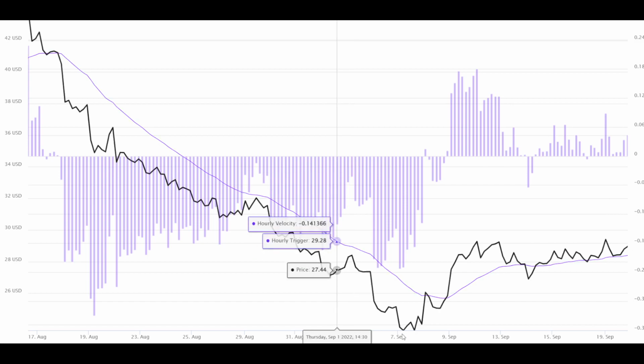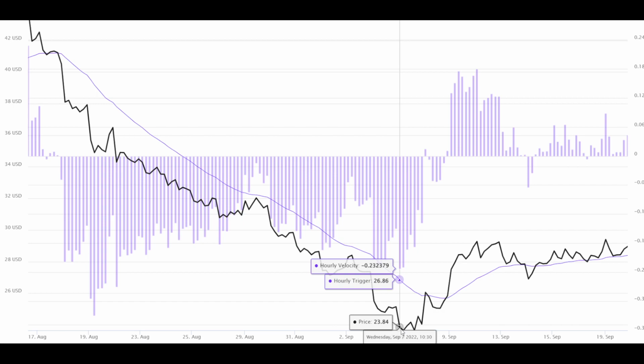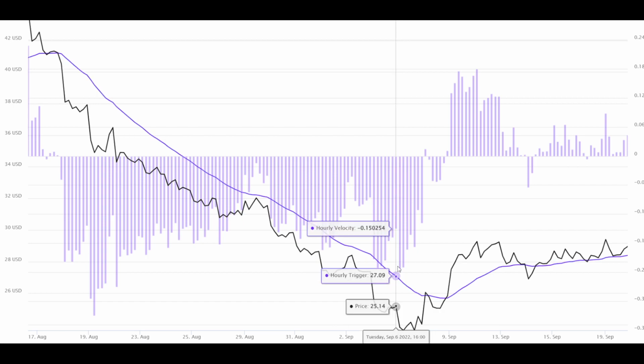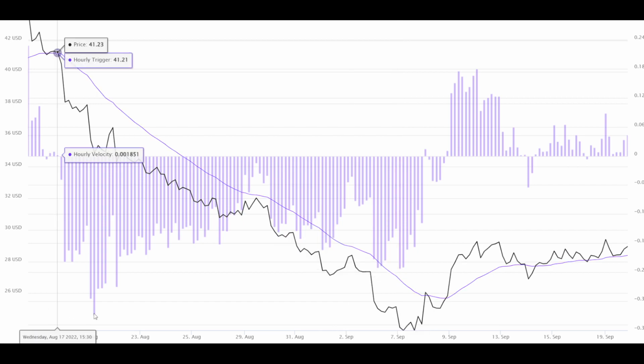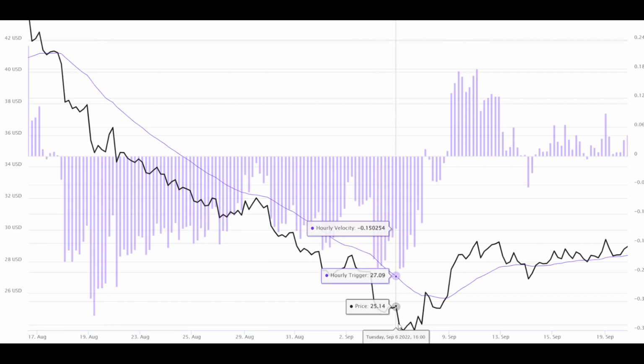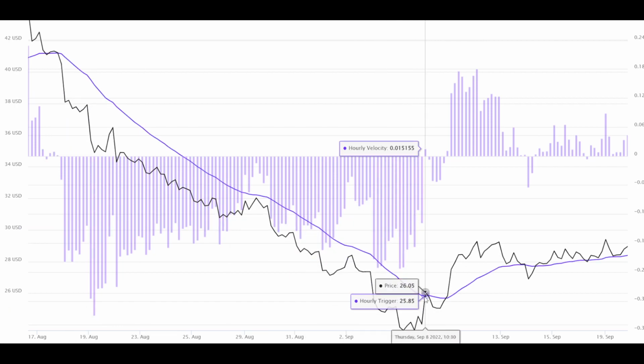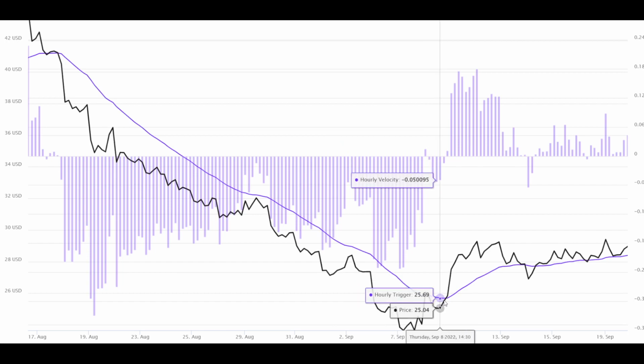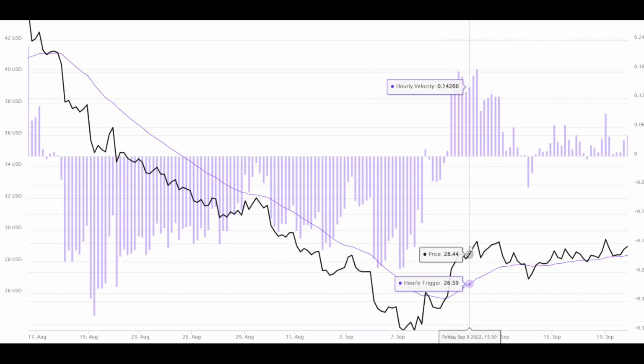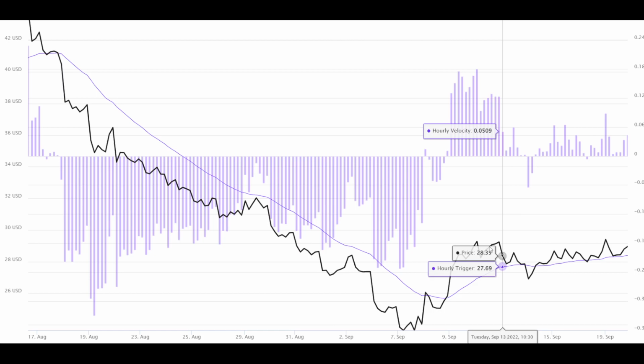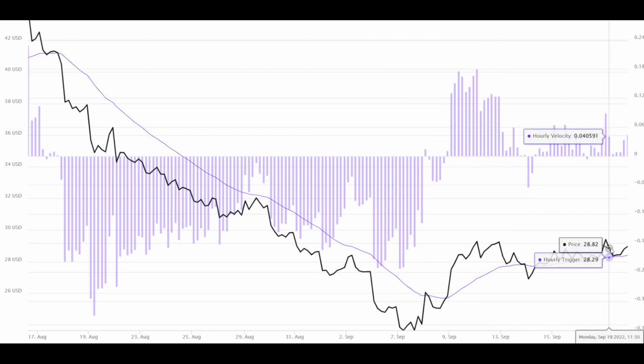Then price makes a 3rd low. And the 3rd low came in at 23.84, and you'll notice that this hourly velocity bar was not as extreme to the downside as this one. And so this time, price snapped back to the hourly trigger, but after a little bit of hanging around, it was able to pop above. And then, ever since then, we've just been drifting around.